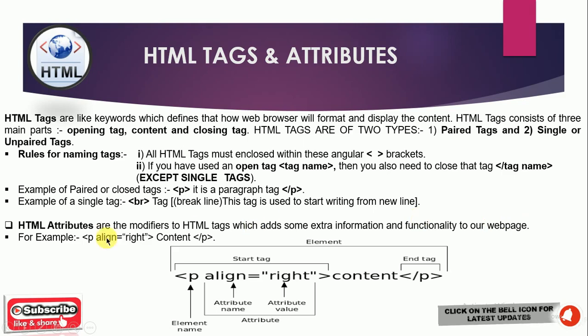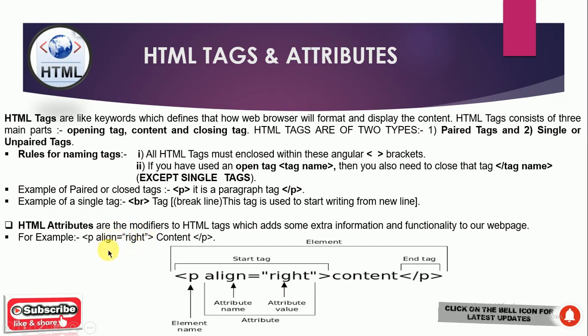For example, we have opened a paragraph tag, right? Then align is equal to right. So now what is align here? Align is the attribute, the paragraph tag attribute. It means we are setting the alignment of the paragraph to right. Whatever content you write inside this paragraph tag, all the content will be aligned towards the right side of the page. So this is a simple example of an attribute.